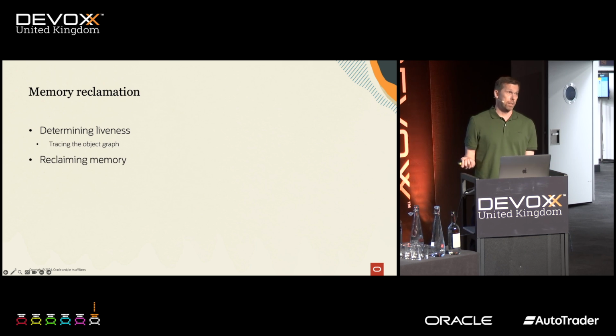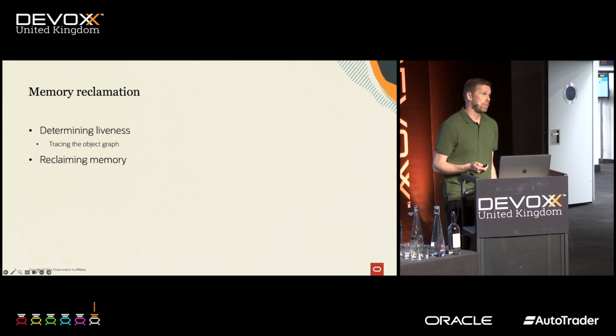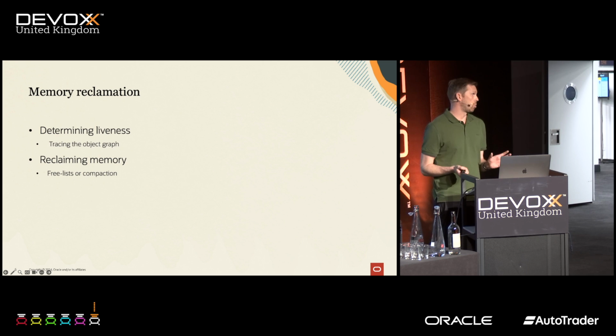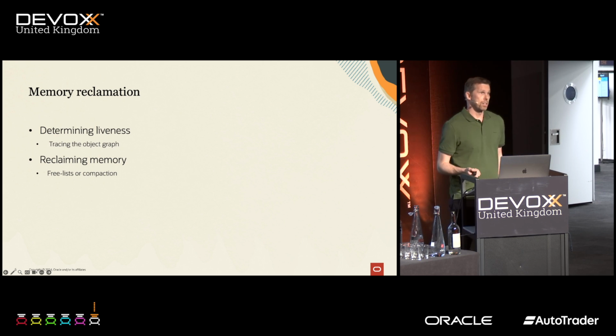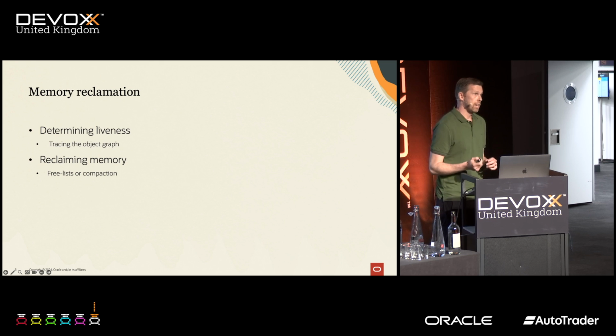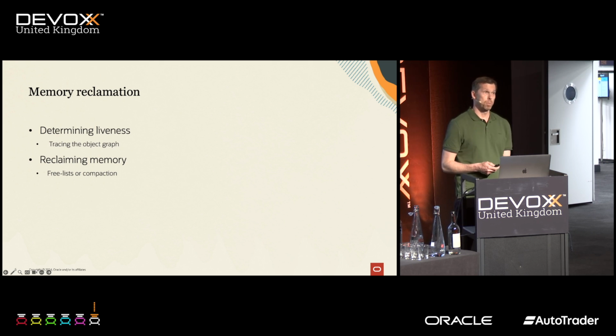When we know what to keep alive, we can start reclaiming the memory. And there are a few different techniques here as well. For example, you could have free lists, keeping track of where we have free memory, or you can do something that's the most common solution in OpenJDK. You can compact the objects that are still in use by copying them to a new location, and then free up the initial location where the objects were allocated.